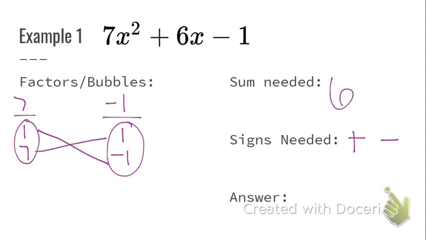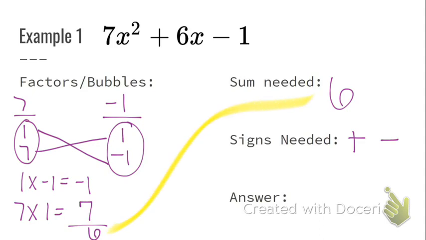Okay, so this time I'm taking 1 times negative 1 to get negative 1. 7 times 1 gives me positive 7, and when we add those together, we get that positive 6 that I was looking for.